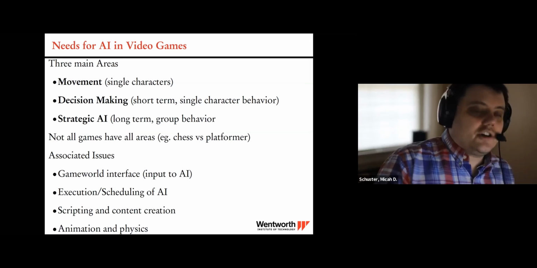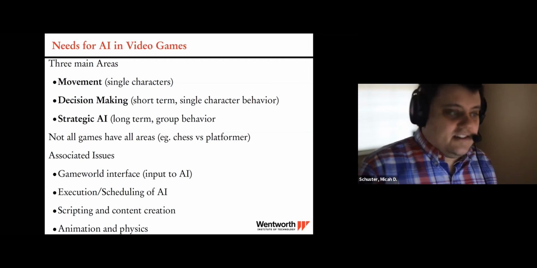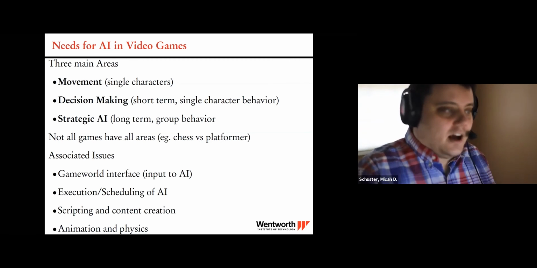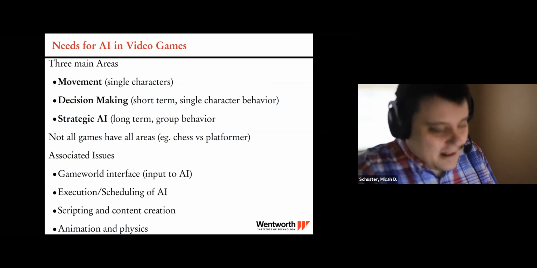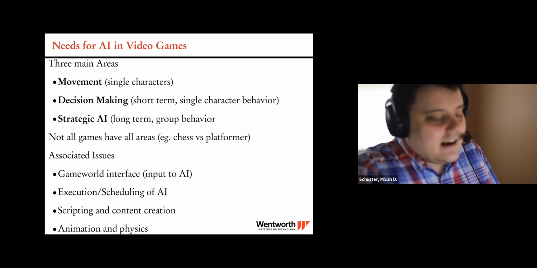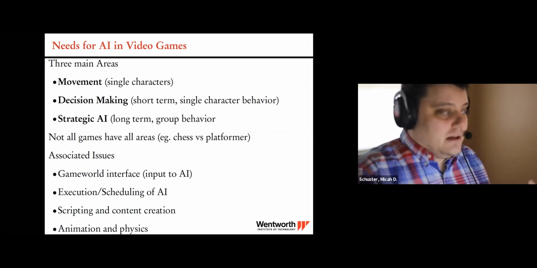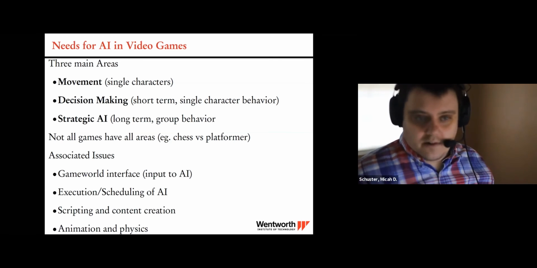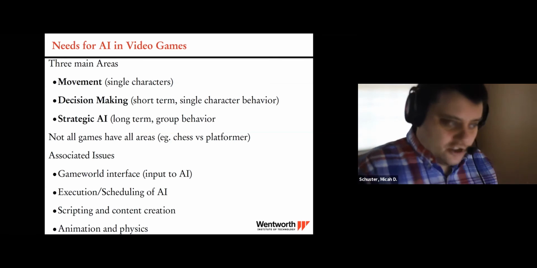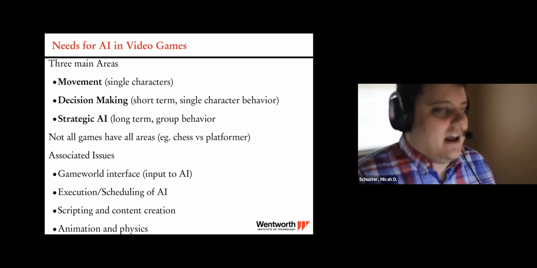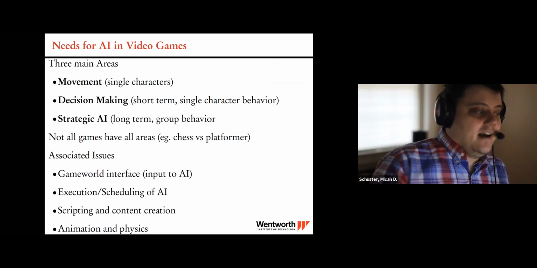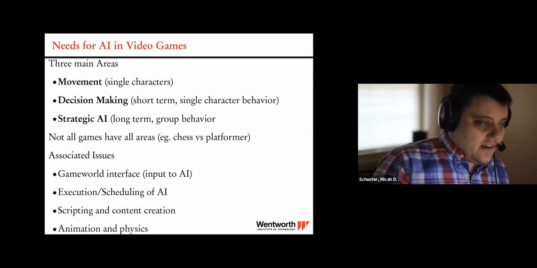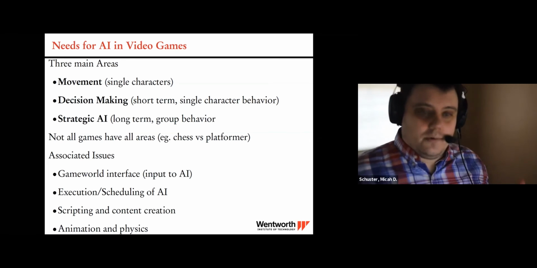You have short-term decision making. This is a single character behavior based on external factors. So if the player is shooting at an AI in an FPS, that AI needs to be able to make a decision to go into cover, for example. That's short-term, single character behavior decision making. And then, of course, there is a strategic AI area as well that's more long-term group behavior.